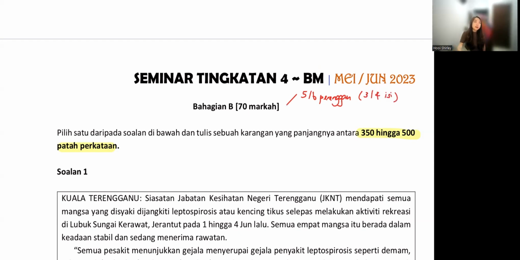For this one, if you write 5 paragraphs, it means pendahuluan, isi, and then penutup. So you have 3 isi. If it's 6 paragraphs, same things for sure. You have a pendahuluan and a penutup. So the middle part, the content part, it will be your isi. So that is 4 isi.